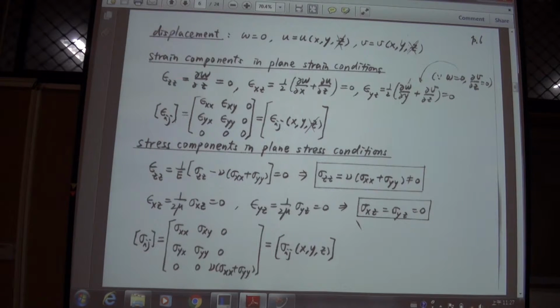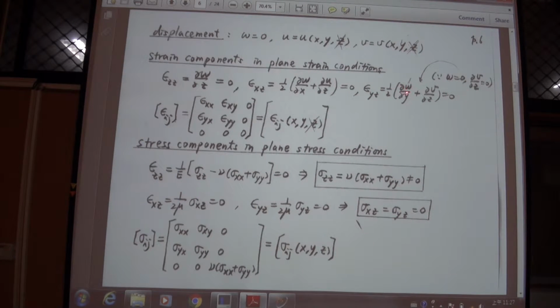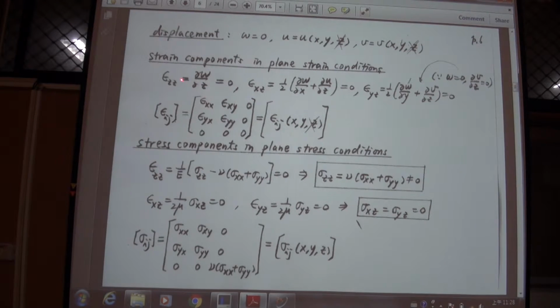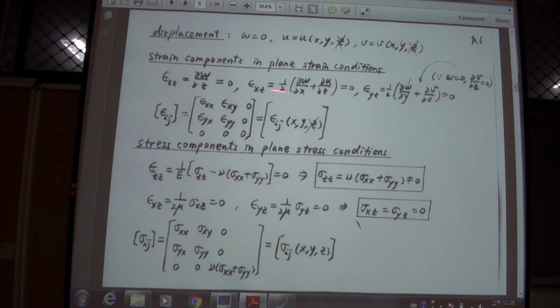Now let us compute the strain component. Epsilon ZZ equals 0. Why? Because W equals 0 here. Okay? Epsilon XZ equals 0 because W equals 0 here, and partial U partial Z equals 0 because U does not depend on Z. So we have epsilon XZ equals 0. In the same deal, we have epsilon YZ equals 0 because W equals 0 here and partial V partial Z equals 0. So we have these 0 components.